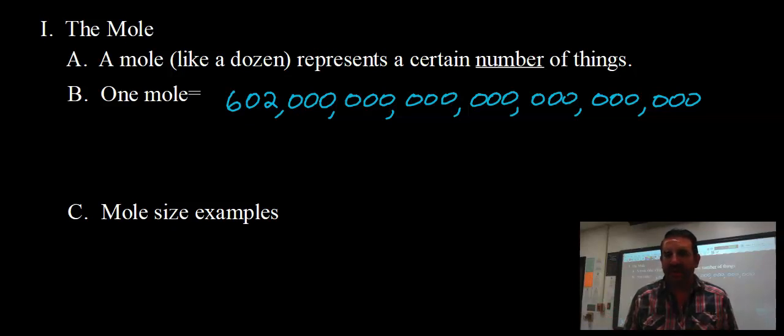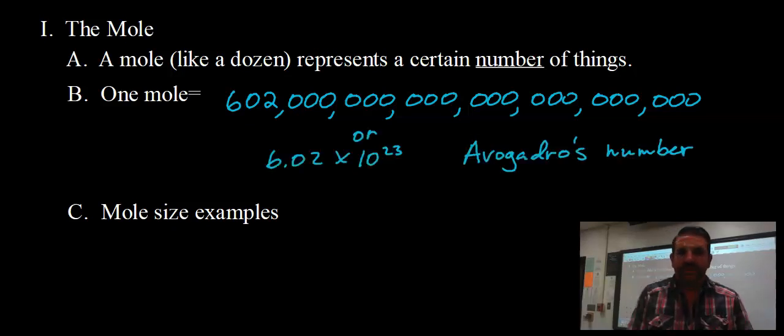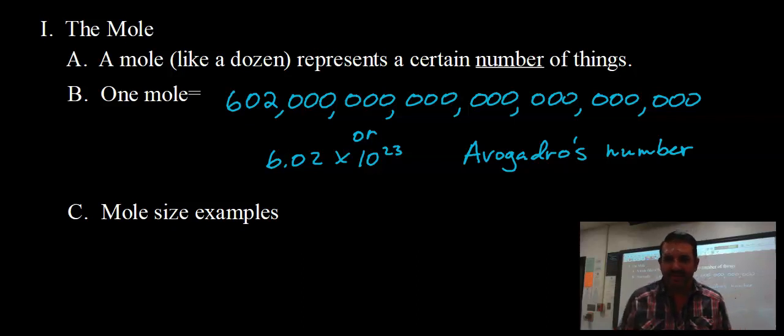So go ahead, pause the video, condense that into a more usable form. So hopefully you put that in scientific notation. Again, it's important to be able to use scientific notation on your calculator as we'll be using this number quite often. So again, this is known as Avogadro's number. 1 mole is 6.02 times 10 to the 23rd particles.